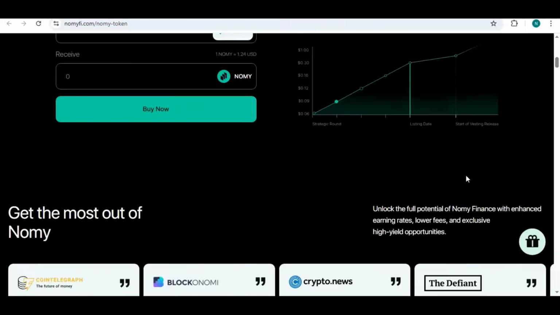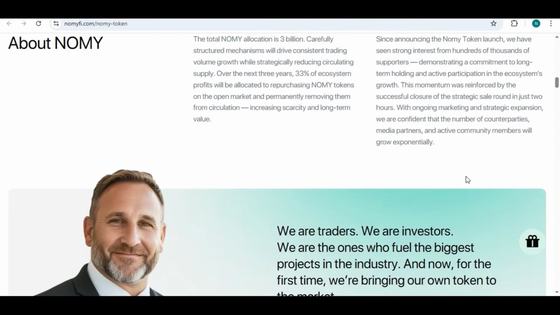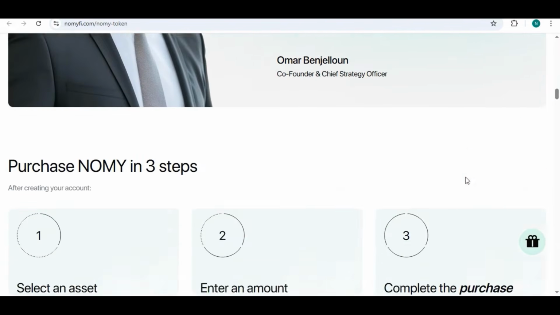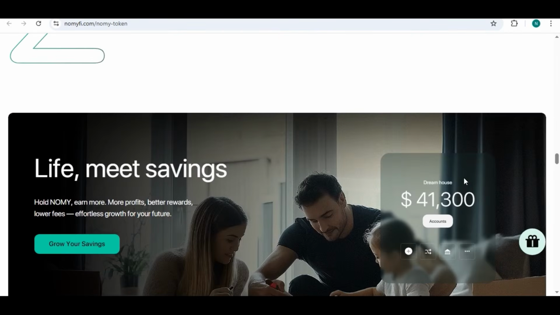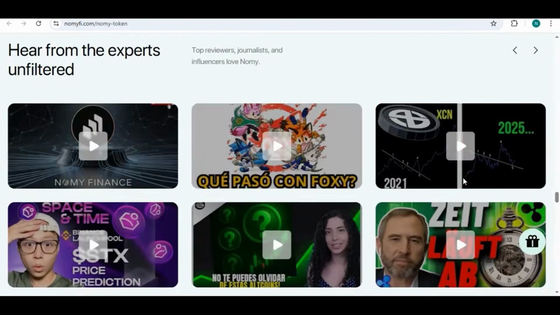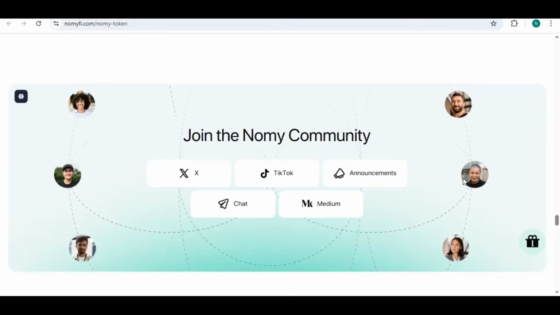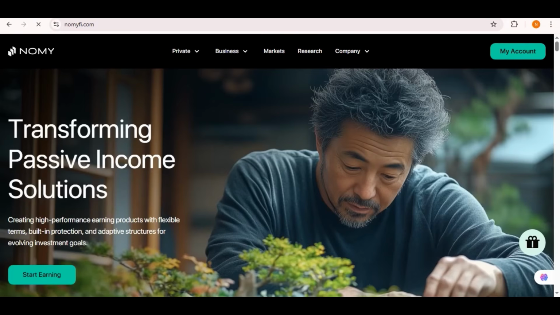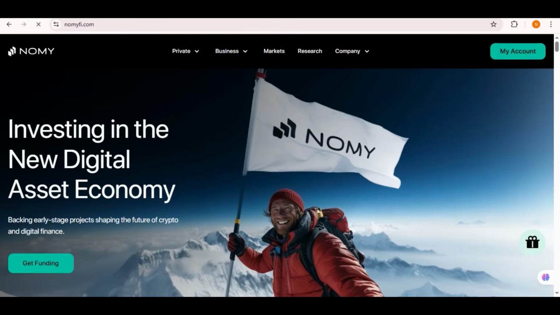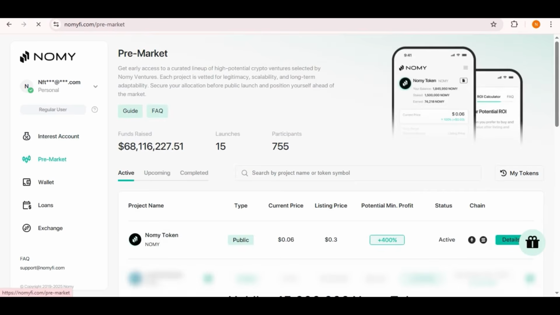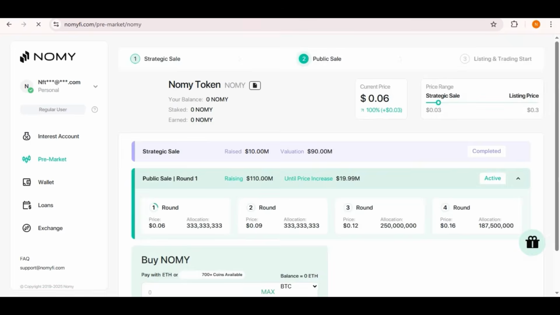NOMI is essentially a global platform designed for growing and managing digital wealth. It's all about strategic ventures and providing advanced tech solutions for users. Let me show you the most important part, the NOMI token page. Go to NOMI token. This is the heart of the project, and the utility of NOMI within the ecosystem is pretty impressive.